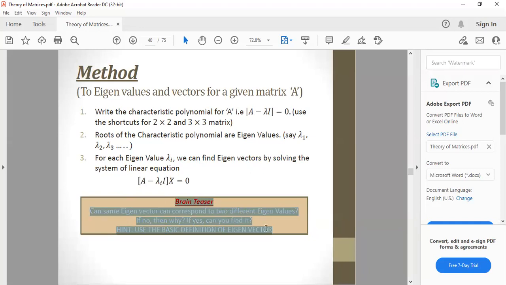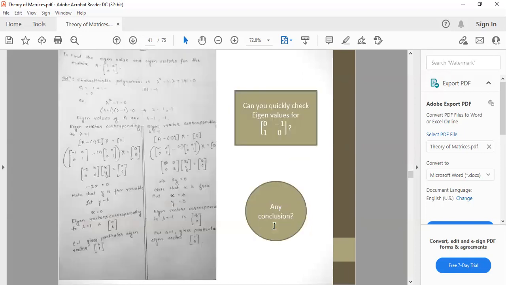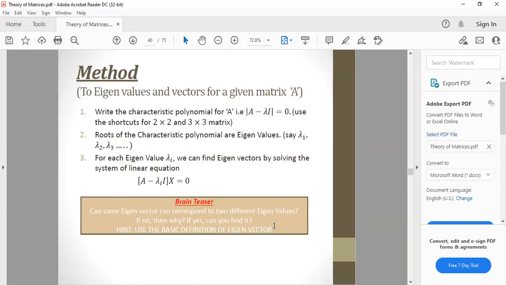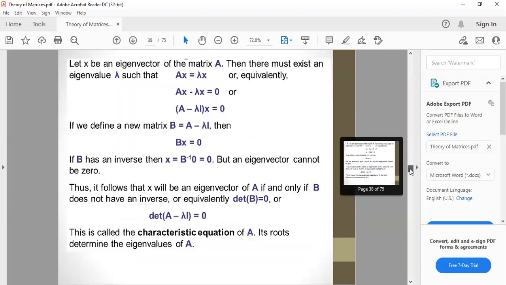There is a brain teaser given. I know I will waste time if I discuss it right now. You just think over it and let me know. The question is: can the same eigenvector correspond to two different eigenvalues? If no, why? If yes, can you find it?